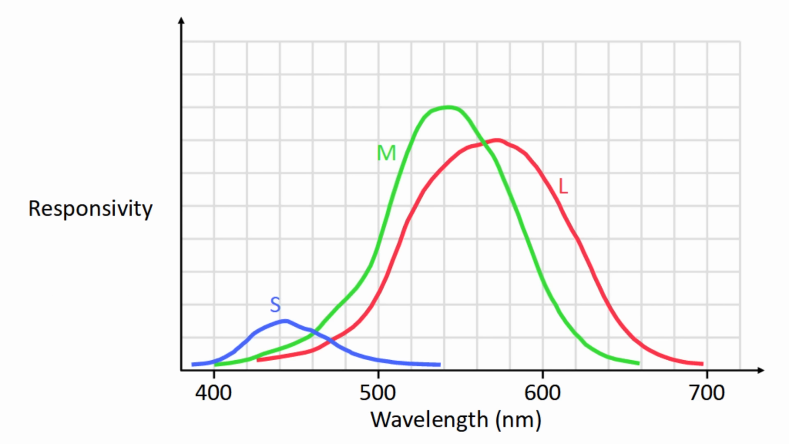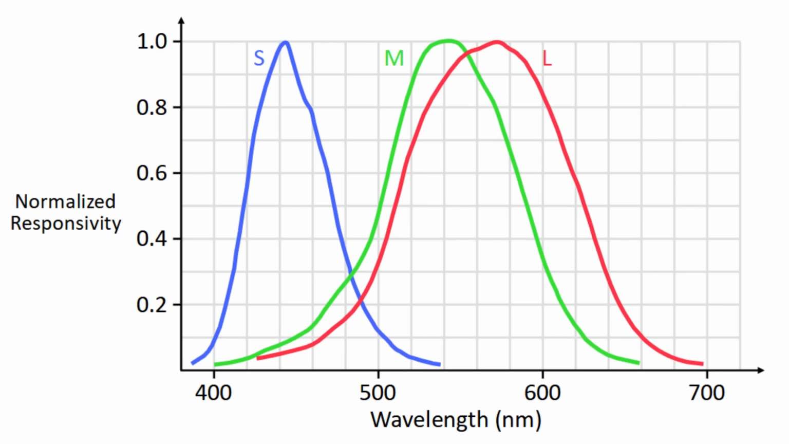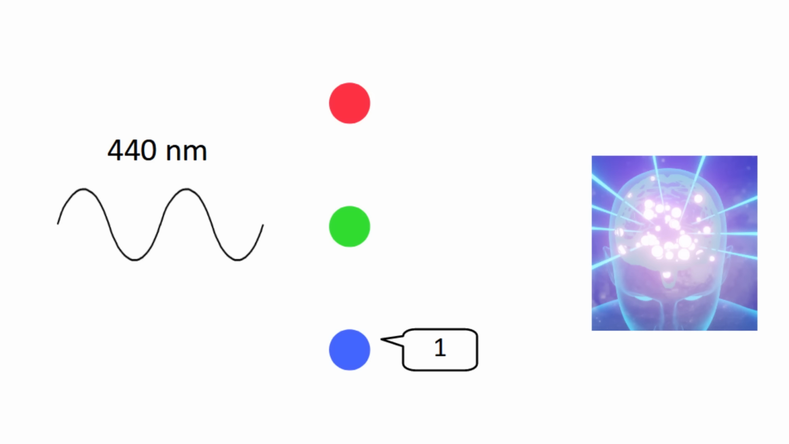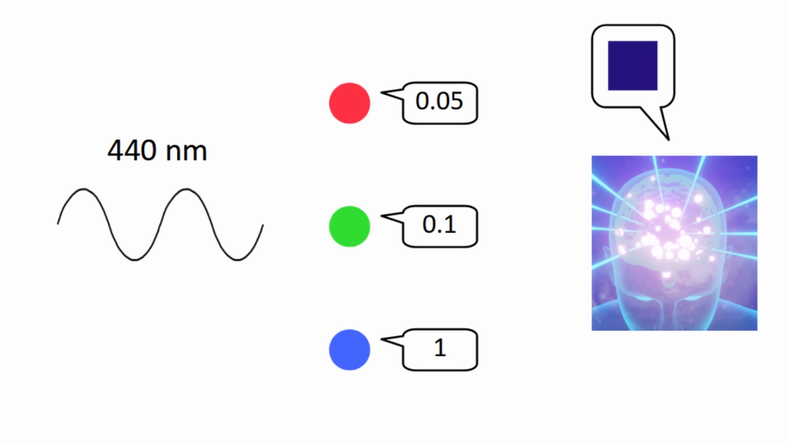As you can see, responsivity for the short cones is a lot lower than that of the middle or long cones. But what's usually more useful is normalized responsivity. This is when we scale each graph to make them all the same height. With this normalized graph, we can now take a look at a few examples. So a wavelength of 440 will activate the short cones a lot, and the middle and long cones only a little bit. When the brain gets the signal of the short cones fully active and the other 2 types barely active, it knows to interpret this color as blue.